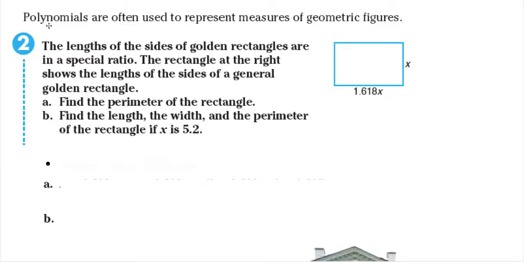Let's look at this example. It should be the last one, I think. Or I think I have one more here. Yep, I do. Okay, let's do this first. Polynomials are often used to represent measures of geometric figures.